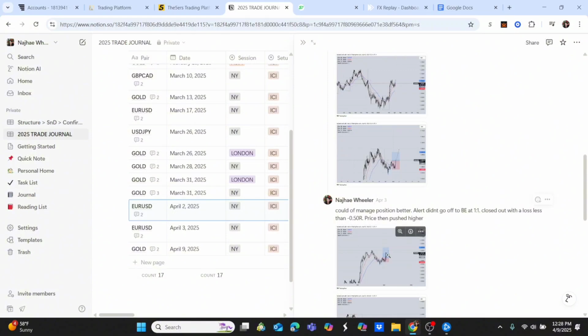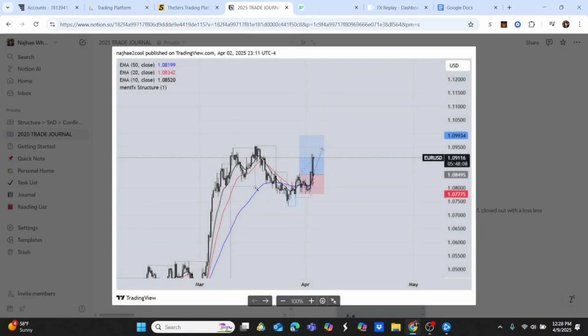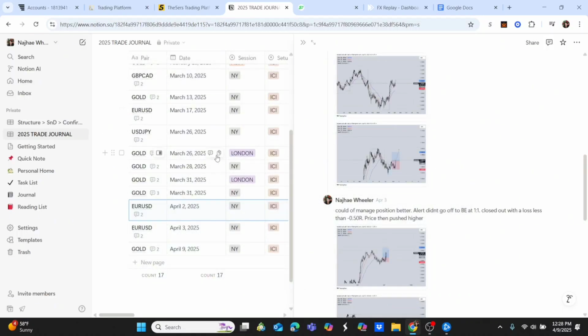Or even though this one was a good one, I wouldn't take this one personally anymore. I will wait for a rejection off the MAs as well. So it's just certain stuff like that where you can look at your trading, see what you can improve on, back test it, and just make sure you're journaling the trades. So each time you do your reviews, you can look at your back testing and see if it's similar.